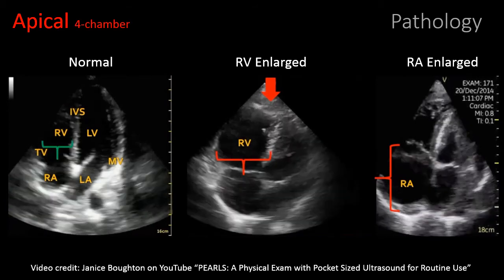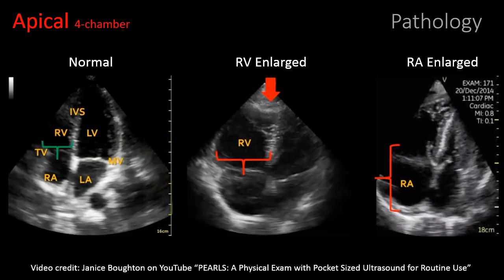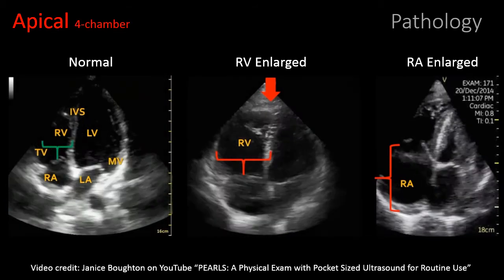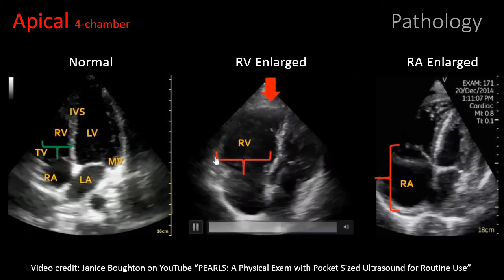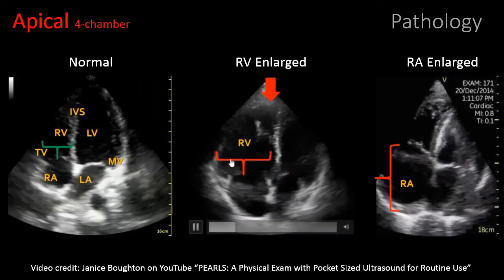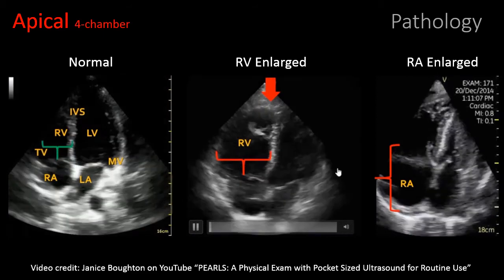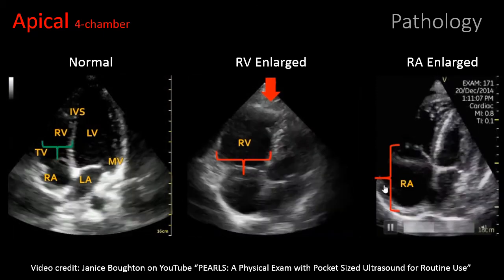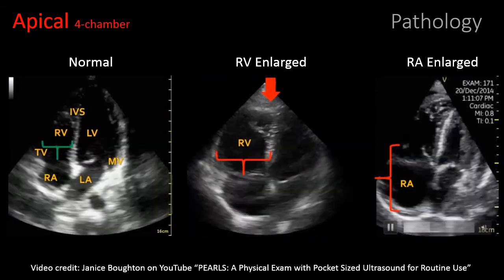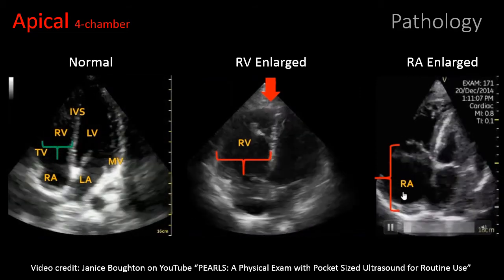So these slides show the normal heart on the left, the very large right ventricle in the middle slide, and on the right you see the right atrium, which is also severely enlarged, usually another sign of pulmonary hypertension.